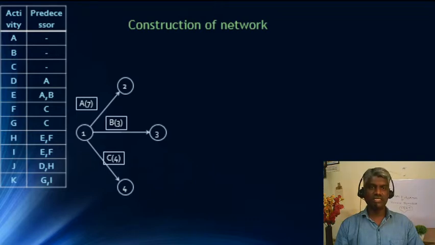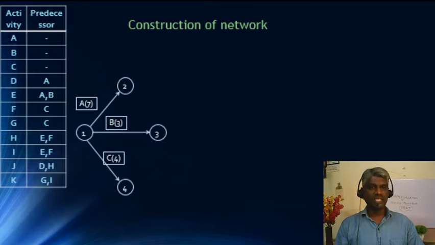There are no predecessor, so they are the starting activities of the project. So the project starts simultaneously. A, B and C start, and project starting node is taken as 1, and A takes 7 time period, days or weeks or minutes, 7 weeks to complete, and that particular activity ends at node 2, and B activity takes 3 time period and it ends in node 3, and C takes 4 and it ends in 4th node.